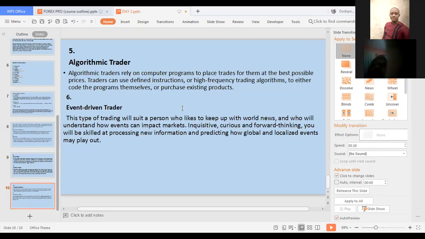Algorithmic traders are traders that rely on computer programs to place trades. Are you with me? They rely on computer programs to what? To place trades. They design robots to help them win in the forex market. Are you with me? And I can assure you that I have designed a robot. No, it's an indicator, and I'm also designing a robot. Event-driven traders are traders that keep up with world news. They are just like fundamental analysts. They like to see exactly what is happening in the forex market.